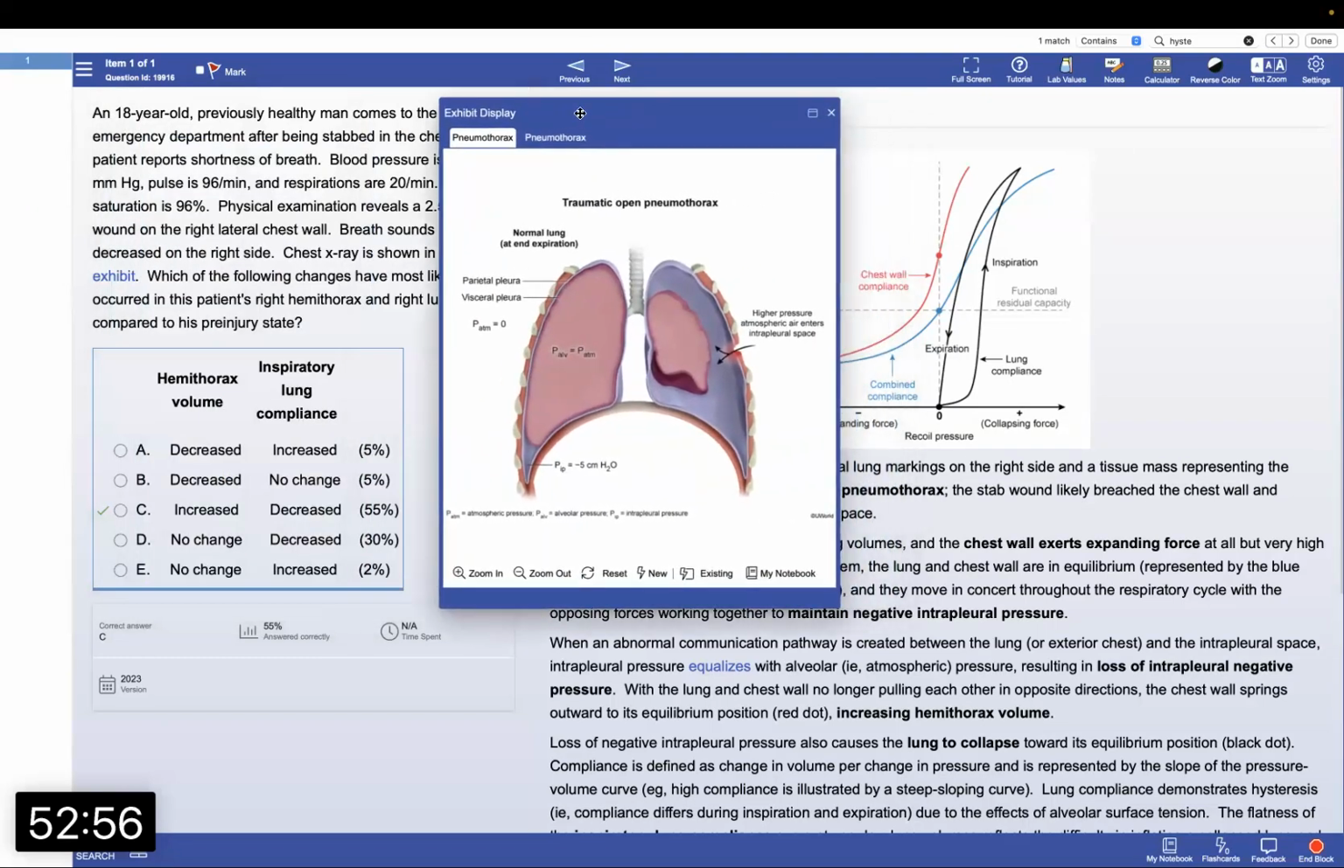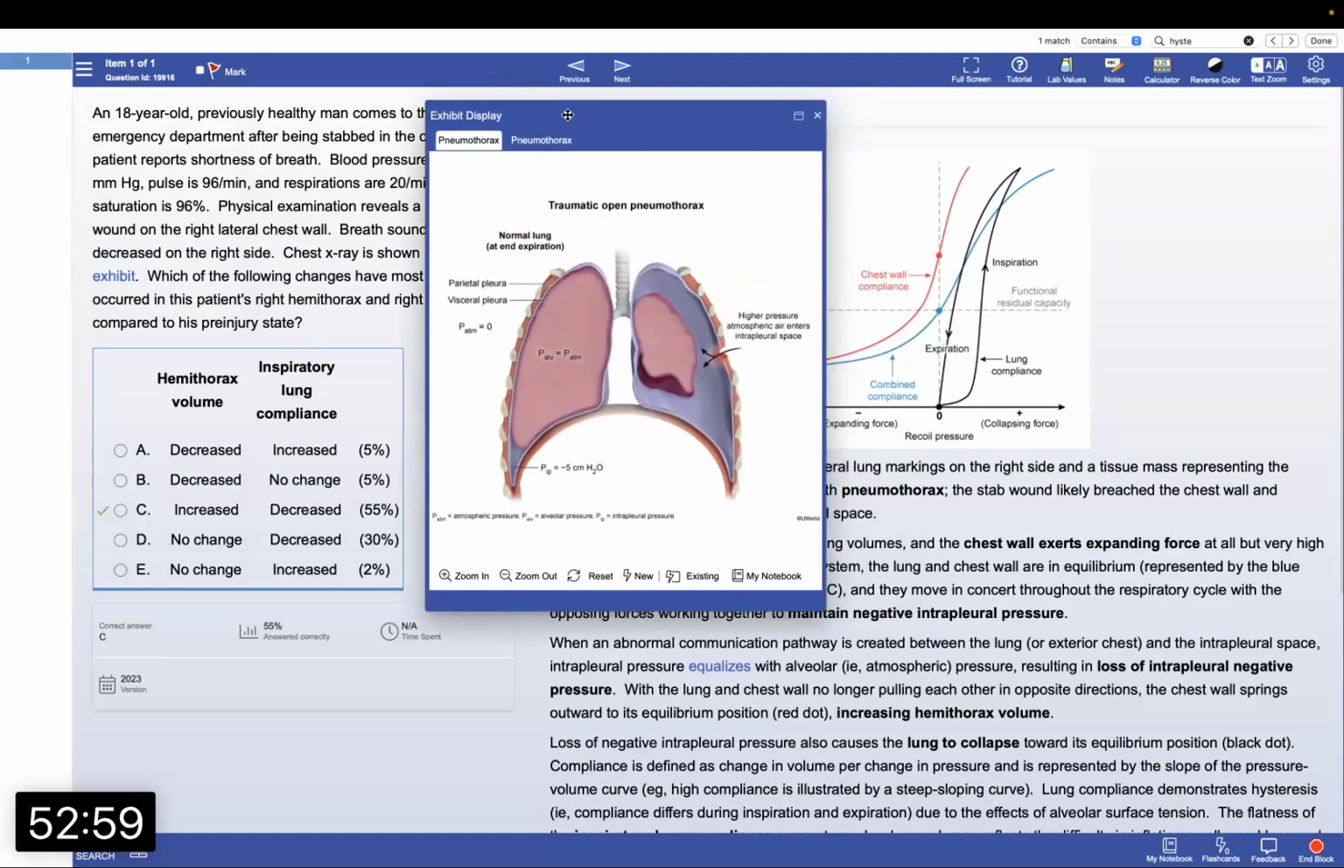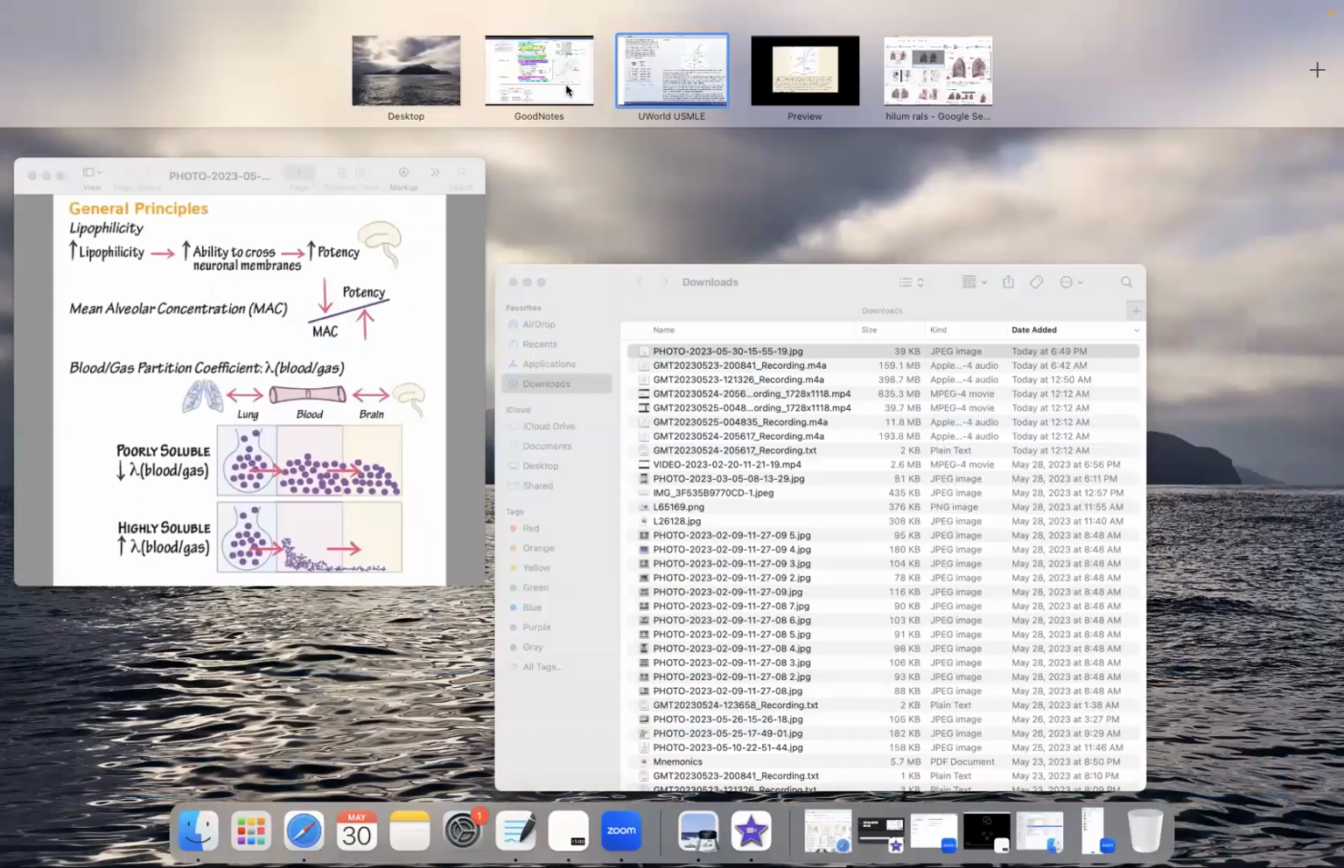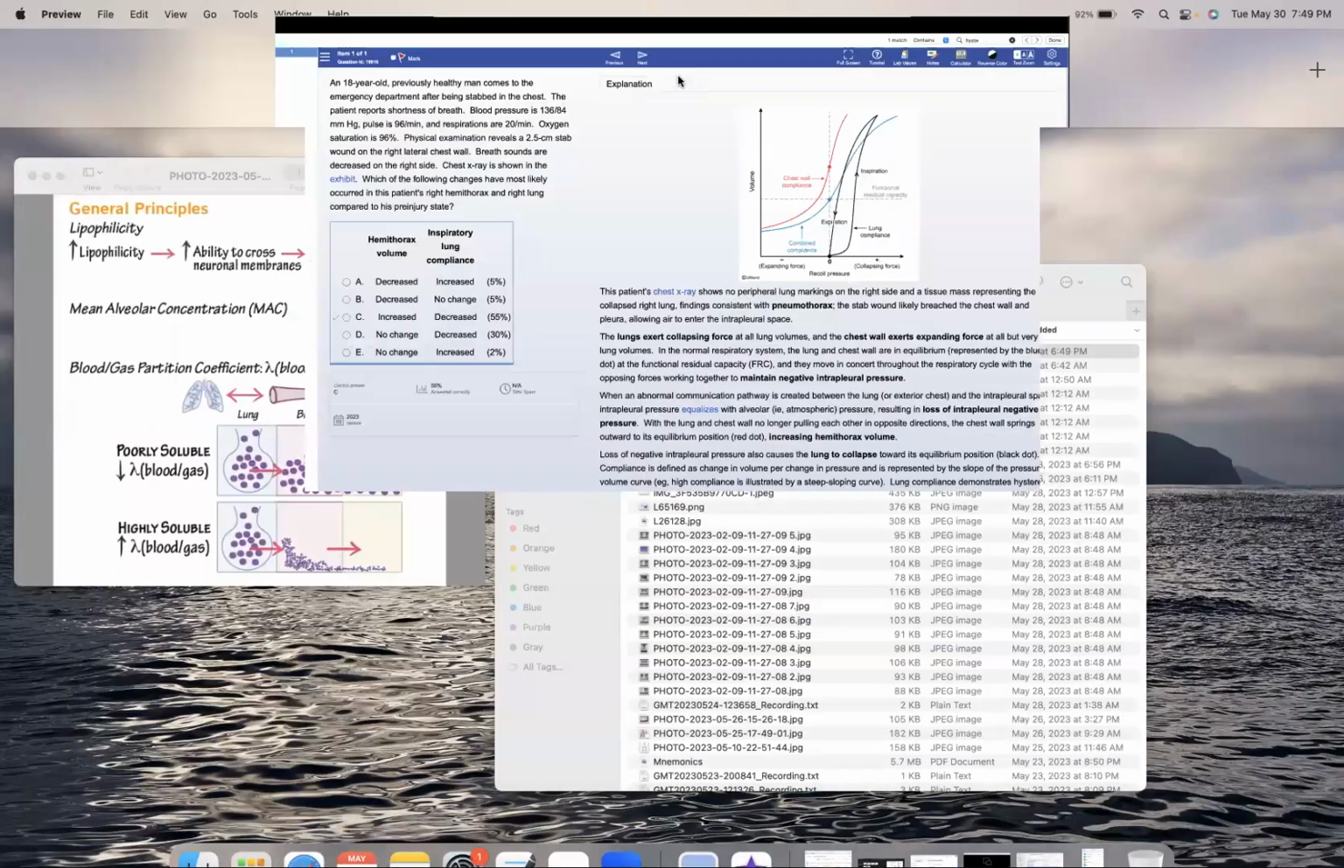Sarah, I think that's right, what you said. Yeah, thank you. So here it said lung compliance went down. They didn't ask for chest wall compliance, they asked the hemithorax volume. So this volume is going to go up because the chest wall is going to pull outward, spring outward. So the volume went up. So the lung compliance decreases, chest compliance increases. Exactly. Yes, that's the conclusion. Okay. Thank you.